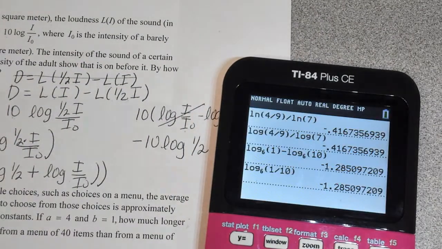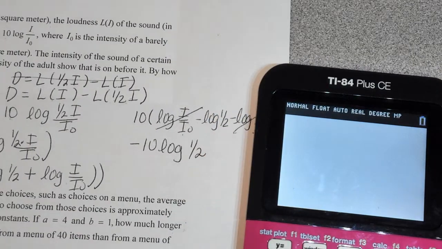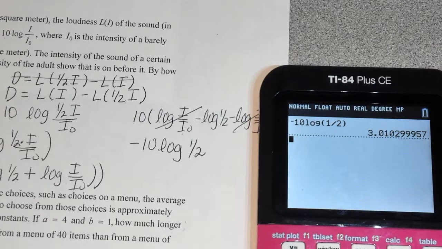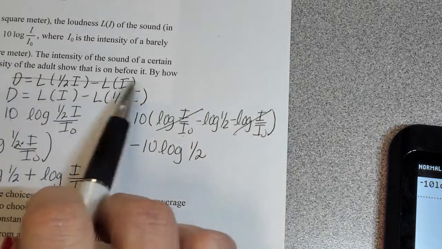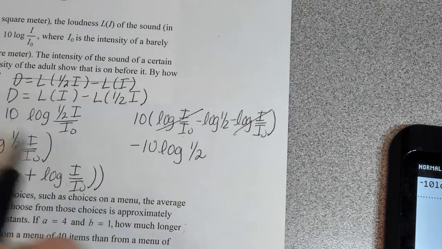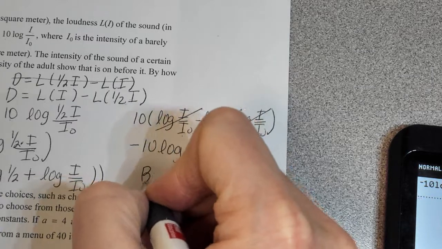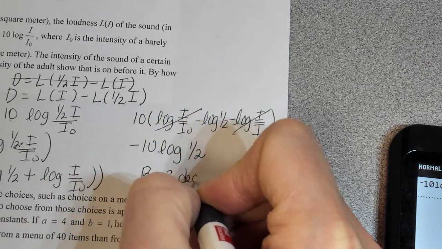So I'm going to type that into my calculator then. It's going to be negative 10 log 1/2. I put an extra parenthesis. There we go. All right, so that's going to be 3. So let's look at our units. By how many decibels does the loudness decrease? And that would be by 3 decibels.